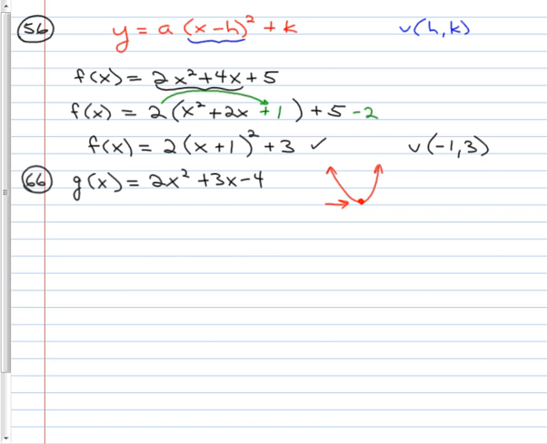We could put it in the standard form. Now, I'm not going to take that technique for this reason. When I look at my x's, I would have to factor out a 2, and when I factor out a 2 from that 3, I get fractions.